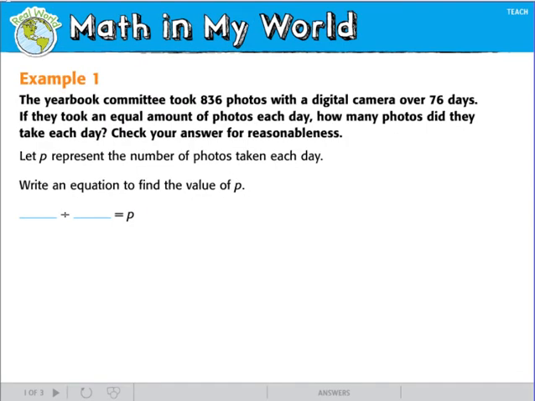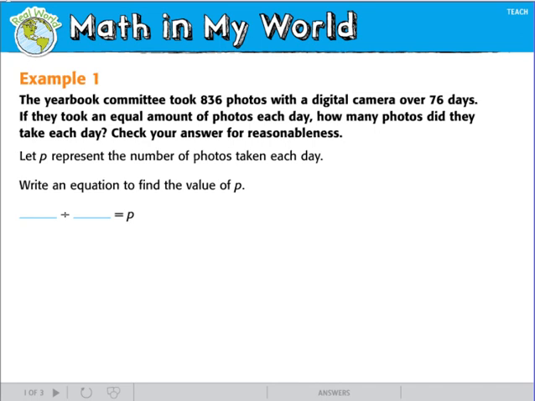Example number 1. This should be in your math book in chapter 4, lesson 3. Make sure you open your math book. Get ready. Let's get started with it. So the yearbook committee took how many photos? 836 photos with a digital camera over 76 days. If they took an equal amount of photos each day, how many photos did they take each day?